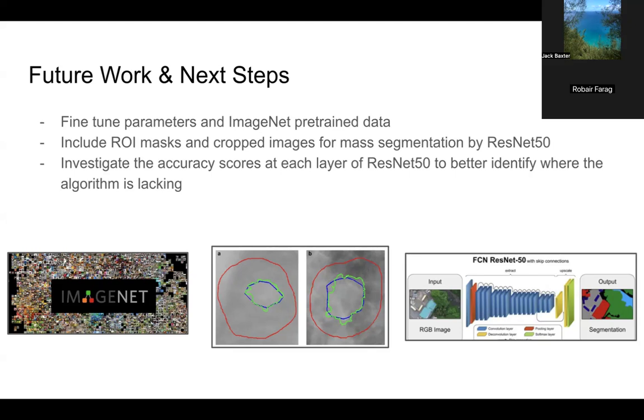Similarly, to investigate the accuracy score at each layer of the ResNet 50 would best identify where in the image analysis process the algorithm was having trouble. And once you can identify that, there are different ways you can tune the hyperparameters or focus on feeding more high quality data into those layers to improve the overall accuracy.